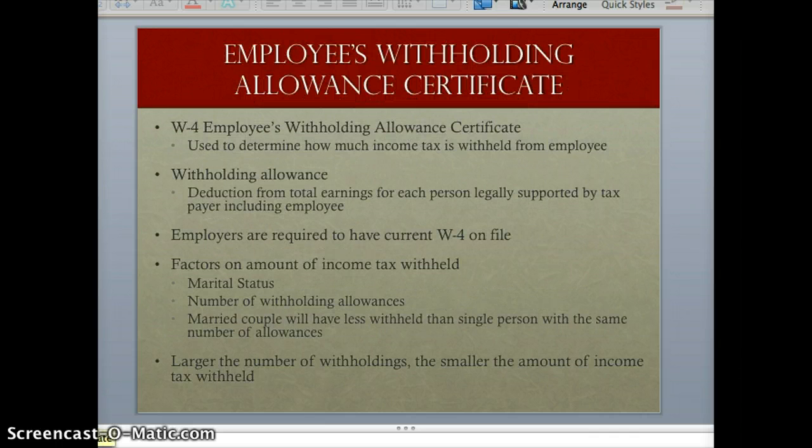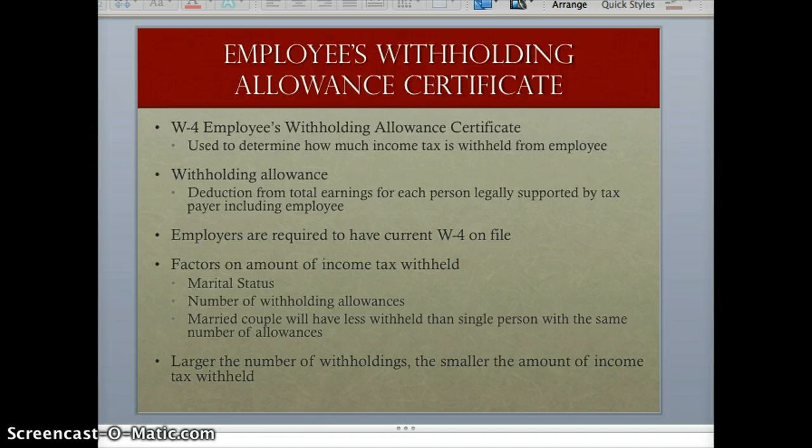So how are we going to know how much to take out of each person's check? Because everybody's check is different, everybody's amount of withholdings is different. Well, the federal government helps us out with that. They give us some tax tables that we're going to talk about in a little bit.